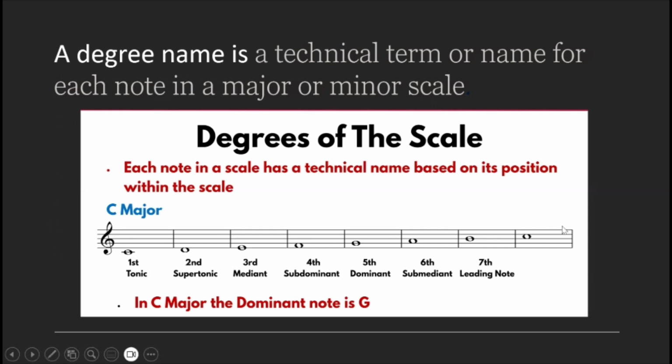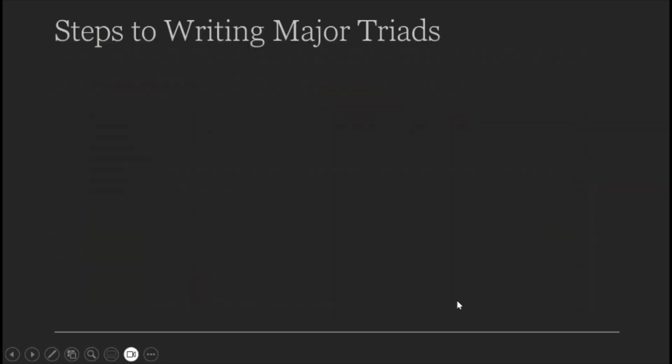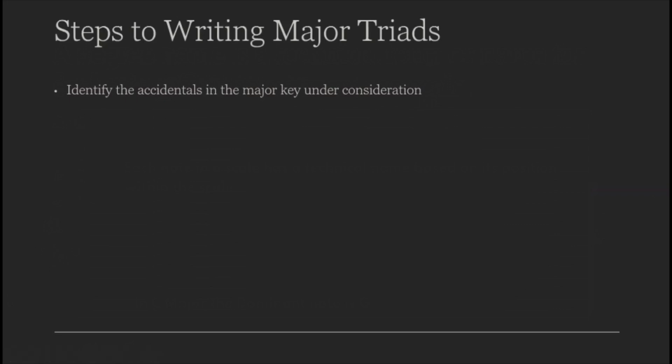All right. So let's move on to how to write major triads. The first one is to identify the accidentals in the major key under consideration. We're talking about major triads, just like we did last week. There were some things you need to put into consideration before you start writing. So once a key or a scale is given, you need to identify the accidentals in that key before you jump on writing your triads.